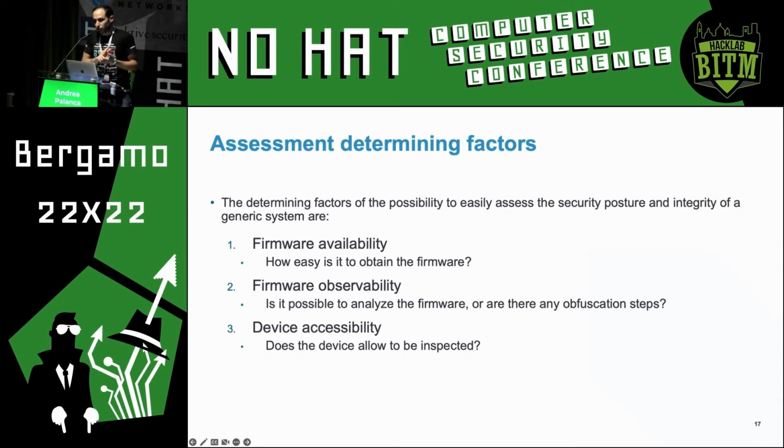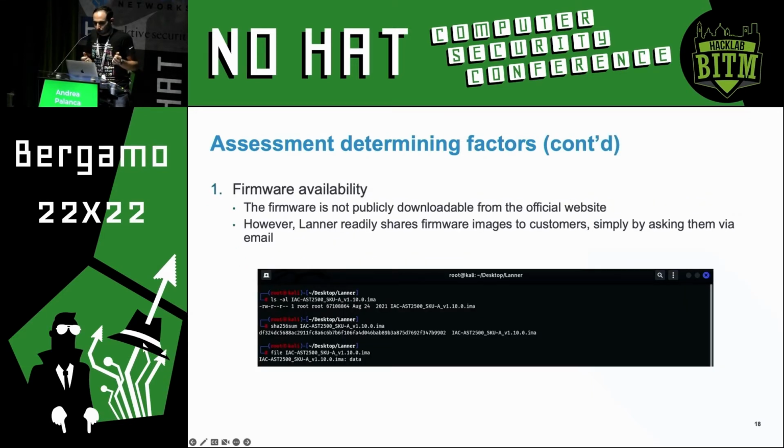So, as a reminder, the determining factors of the possibility to easily assess the security posture of a system are the firmware availability. So, how easy is it to obtain the firmware? The firmware observability. Is it possible to analyze the firmware, or are there any obfuscation steps? And the device accessibility. So, does the device allow to be inspected? Now, as for the firmware availability, it is not publicly downloadable from the official website. However, Lanner readily shares firmware images with customers, simply by asking them via email. So it was an easy task here.